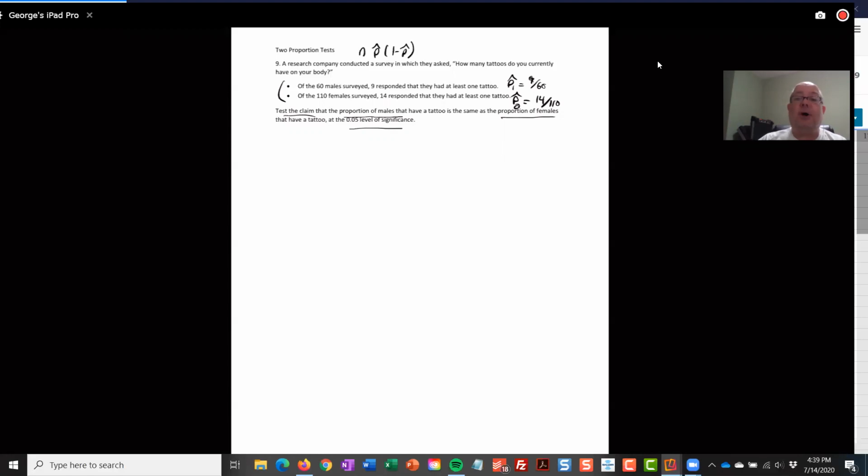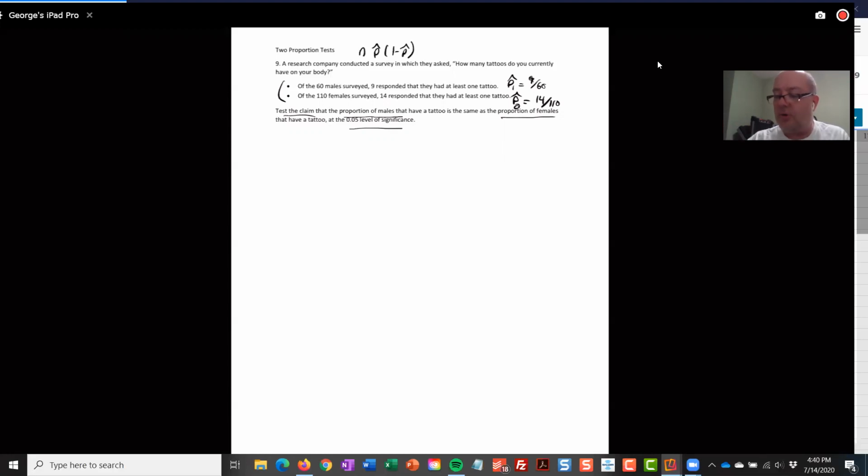Finally, think about the question you would ask to get this data. You would say, do you have at least one tattoo? And the answers are going to be yes or no. Categories. Categories, proportions. Okay, let's check the conditions before we get started here.